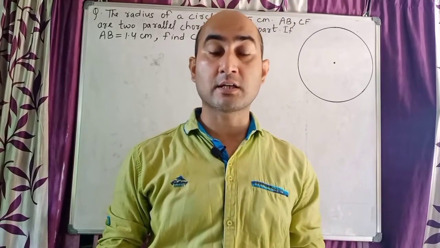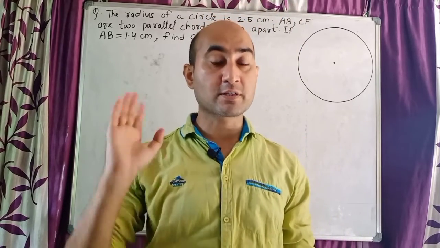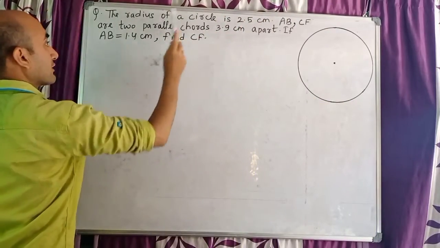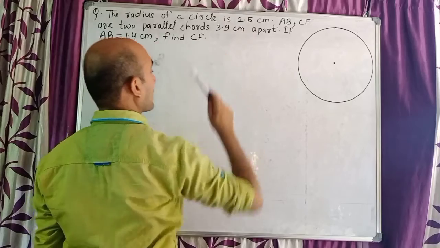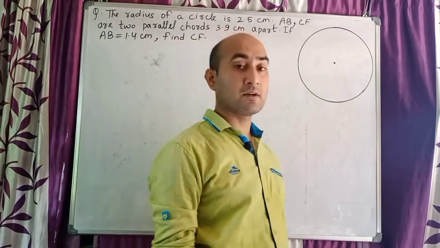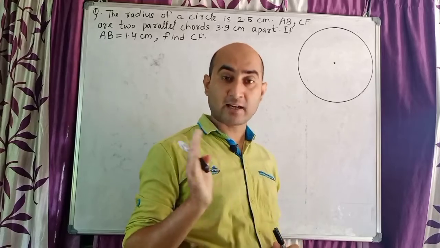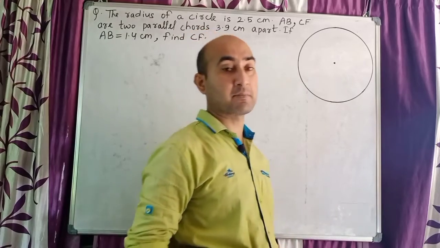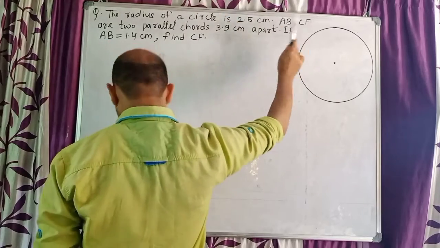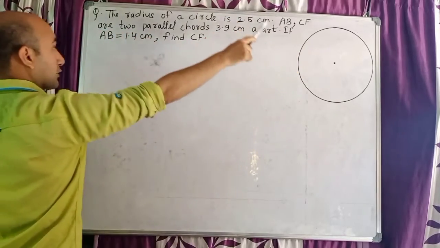So let me discuss a new question today. So here is my question. The radius of a circle is 2.5 centimeter. So this circle I have drawn here. For this question actually the diagram was not given, so I have made a diagram here. So its radius is given as 2.5 centimeter. Okay, let me read the other part of the question.